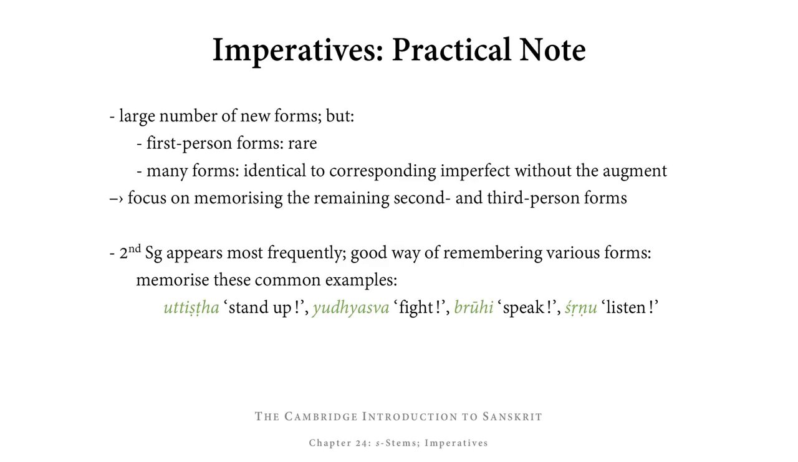Brūhi, which is the second singular active imperative of an athematic verb. And śṛṇu, listen, which is an example of a class 5 second singular active imperative, and this is important because class 5s are the exception to how athematic verbs form their imperatives. Class 5 verbs form their imperatives just like thematic verbs, meaning they use just the stem without any ending, and specifically they use the weak stem. So uttiṣṭha, yudhyasva, brūhi, śṛṇu.